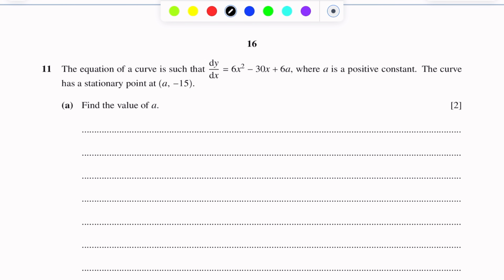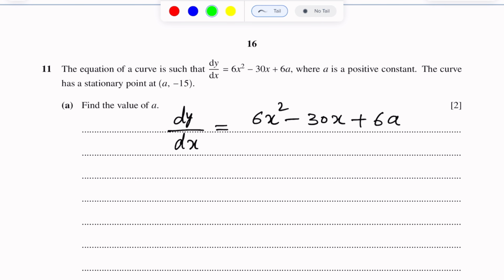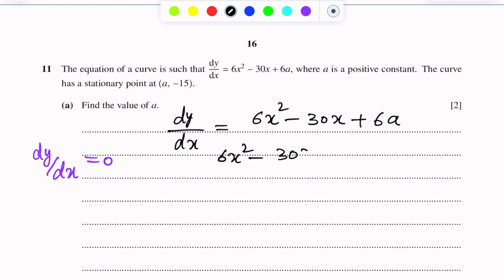Now dy over dx, the gradient expression, is given, that is 6x square minus 30x plus 6a. Now we know that for a stationary point the gradient will be 0. So we can write here dy over dx is equal to 0. When we put dy over dx equal to 0, we get 6x square minus 30x plus 6a is equal to 0.